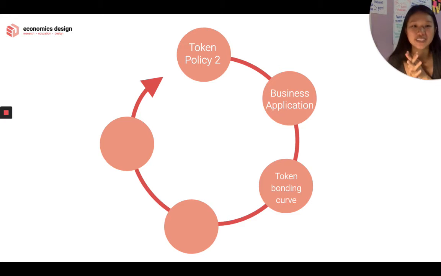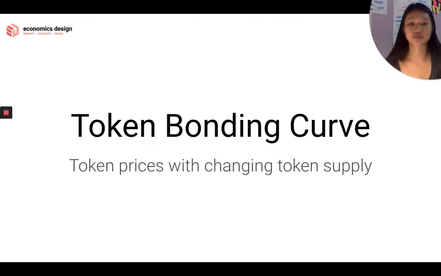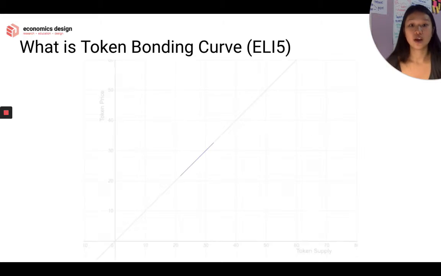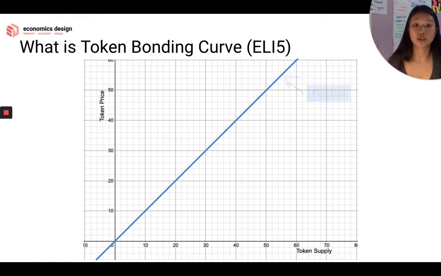And now I really want to go into the very interesting part, which is token bonding curves. This is something that's quite new, and there are projects using it right now, and I just want to share this with you because it can be very useful to your project. Okay, so if I can summarize token bonding curve, it's basically that token prices change with the token supply. Very simple, very easy.